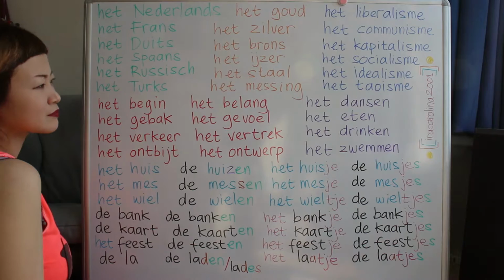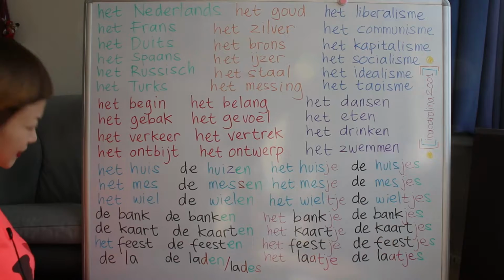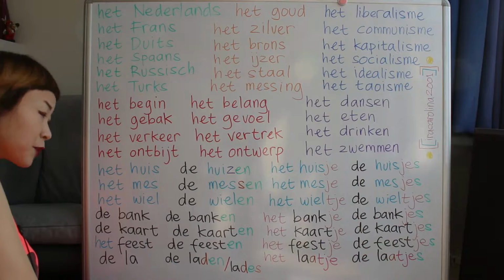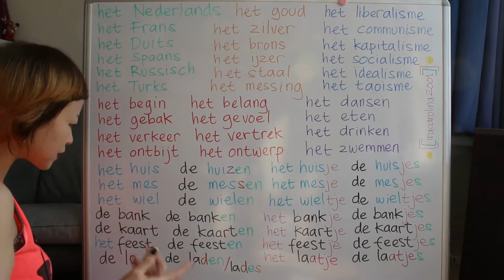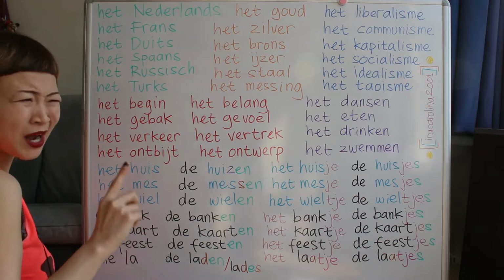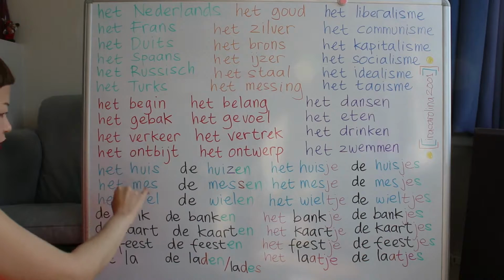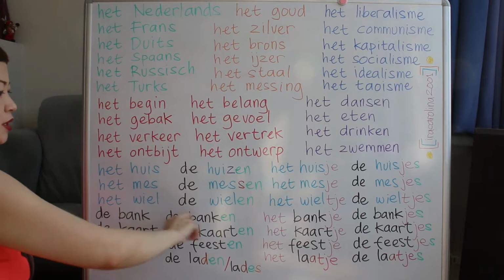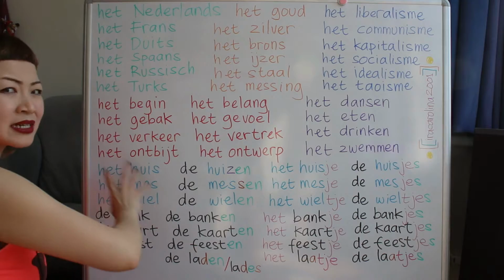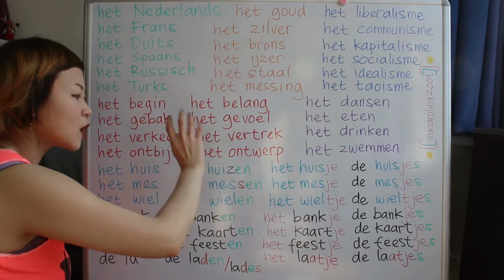And now, this part. In Dutch, there are several words that come with het and also with de, and you have to remember them. For example, these words, when they are singular, use het. But when they become plural, more than one, they have to come with de. Plural, always de. Singular can be het or de. But plural, always with de.